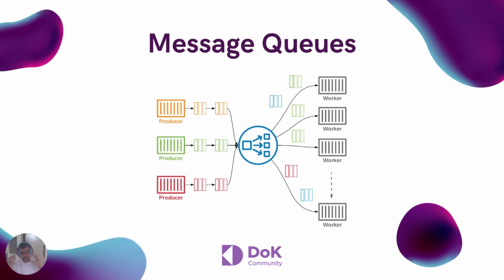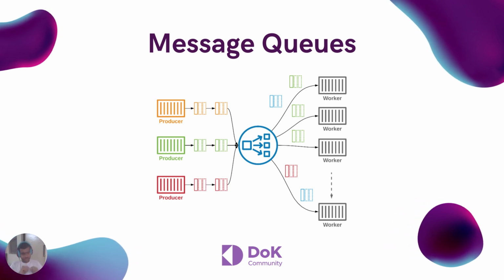A message queue in itself has a lot of queues inside it, and these queues are generally called topics. Now, every topic connects two distinct types of services. On the one end, you have services called the producers. On the other hand, you have services called the workers. Producers take in the request from other services or from users and publish that request on the message queue.